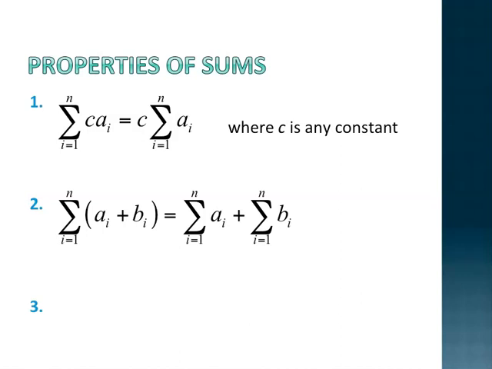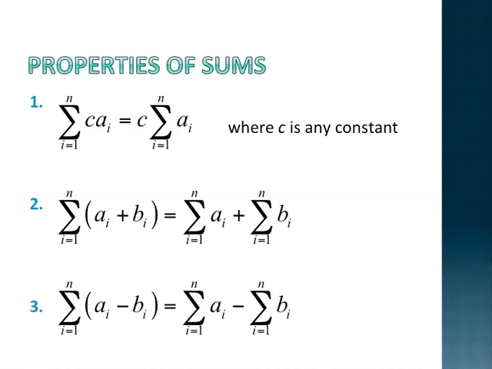And the same thing applies for the third rule, or the third property, which is the same thing happens if you are subtracting those two. So A sub I minus B sub I can be split into 2 separate summations. After you find each of those summations, then subtract.